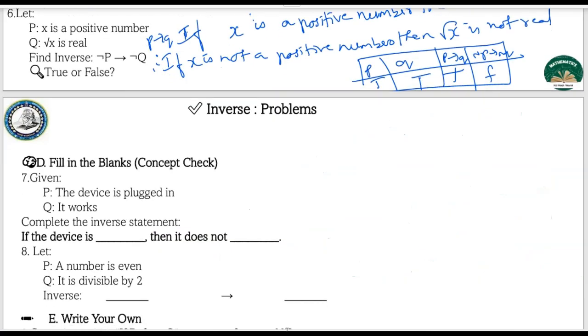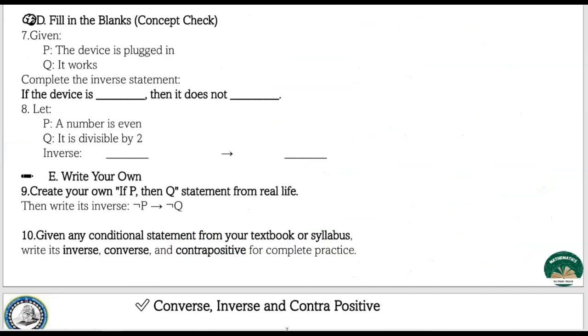Then moving on with the next one, you have to find the blank. Filling the blanks. The device is plugged in. It works. Complete the inverse statement. If the device is unplugged, then it does not work.